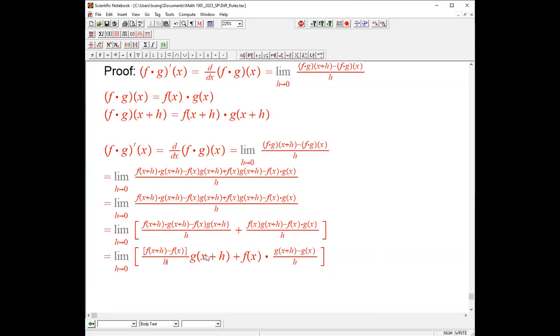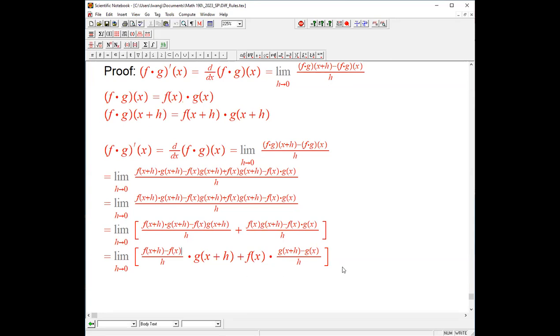Now we look at this. There are 4 individual limits to look at. This one has an individual limit when h approaching 0. That's the first one. The second one is g of x plus h. This one is taken limit as h approaching 0. And the third one and the fourth one. And we declare that each one of these limits exists. Actually, I can remove this bracket. I can remove this bracket.